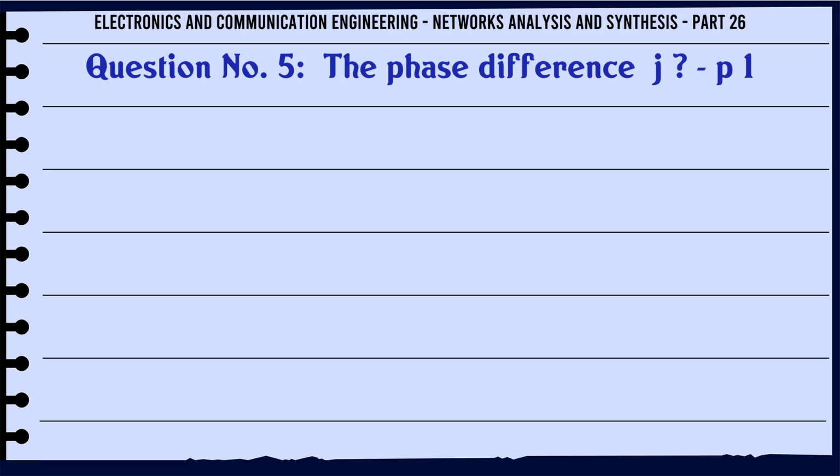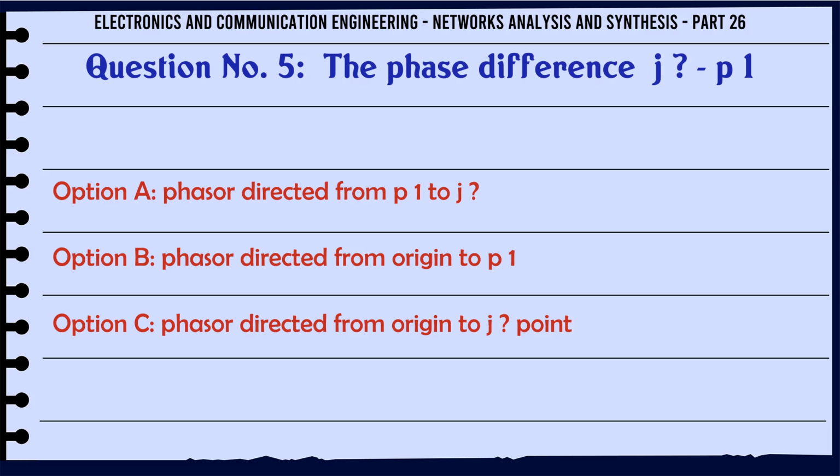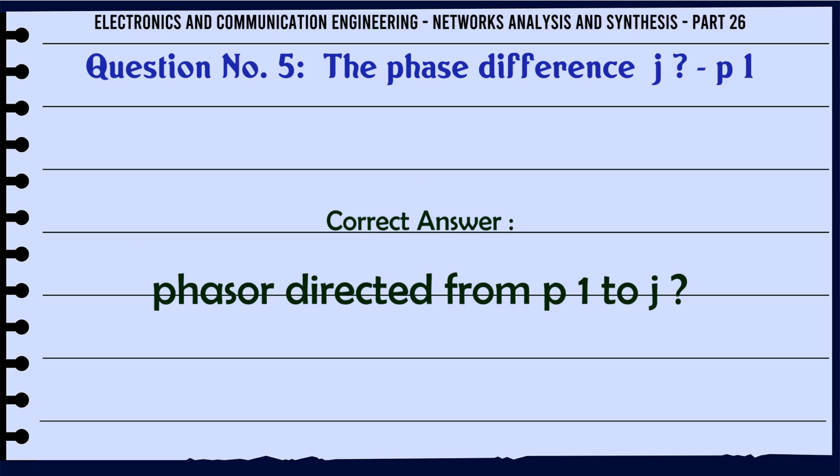The phase difference JP1: A, phasor directed from P1 to J; B, phasor directed from origin to P1; C, phasor directed from origin to J point; D, phasor directed from J to P1. The correct answer is phasor directed from P1 to J.